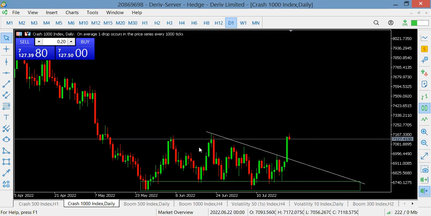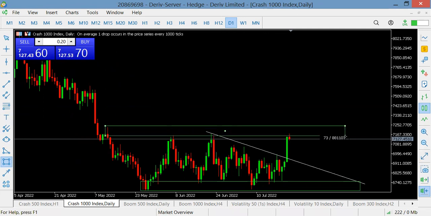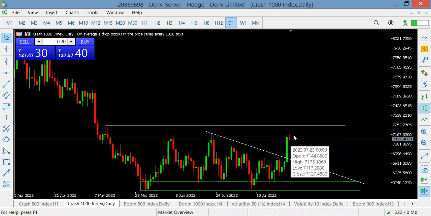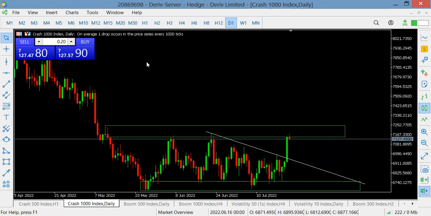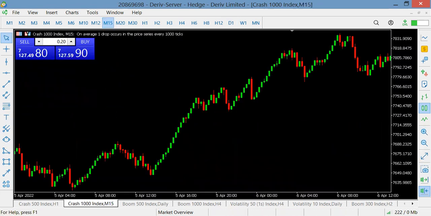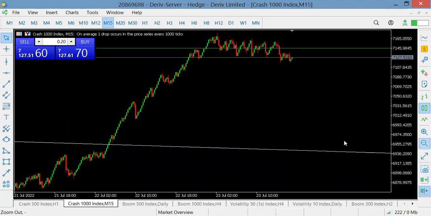Price has broken it, but also this zone is still somewhat very, very strong for Crash 1000. As you can see on the chart, we are seeing some bearish drop. Can you see? We're seeing some bearish drop to the downside, and this bearish drop might hold.